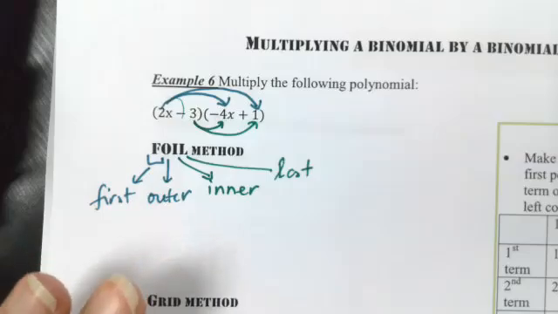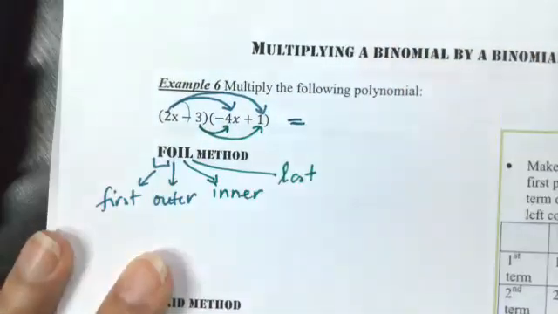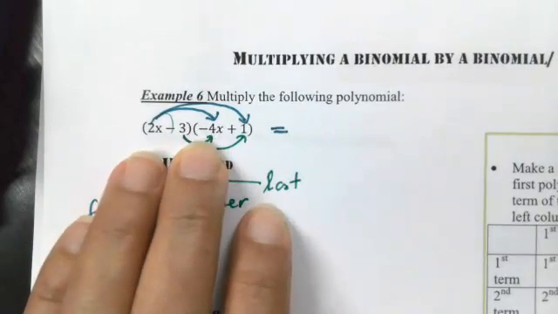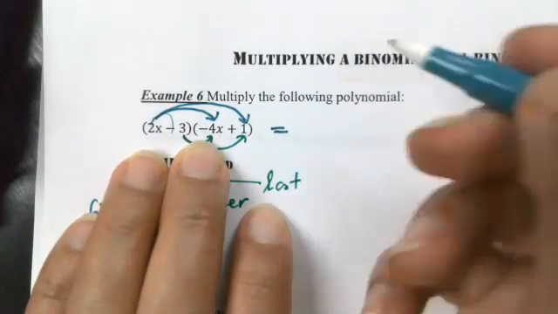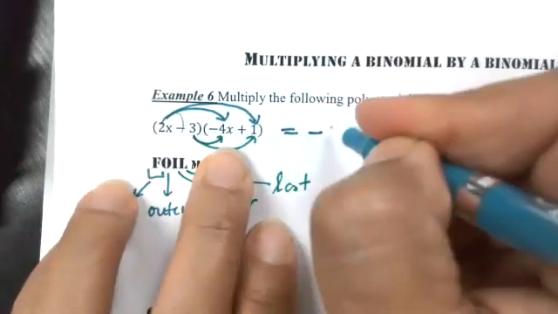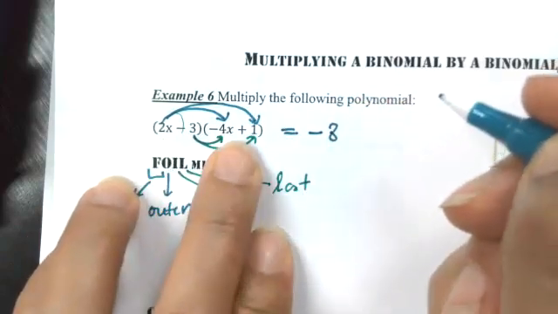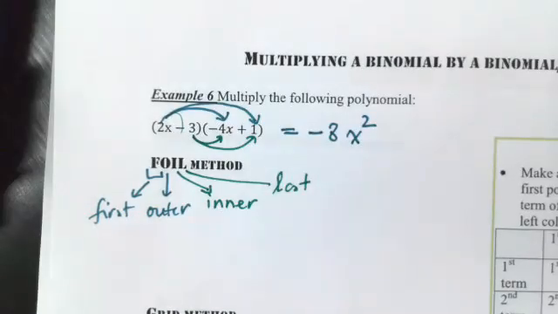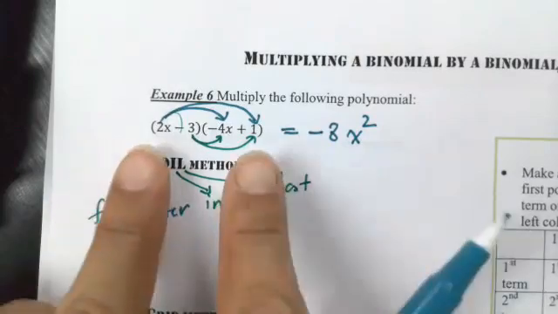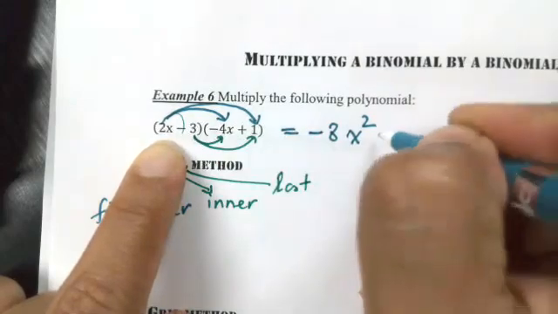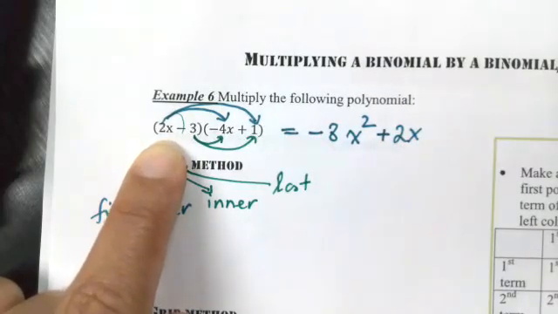So let's follow through. 2x times negative 4x. So this one, monomial times a monomial. We get a negative because I have positive times a negative, and then 2 times 4 is 8. X times x is x squared, so x to the 1 plus 1, right? x squared. Then the second multiplication, 2x times positive 1. 2x times 1 is just 2x, positive 2x.